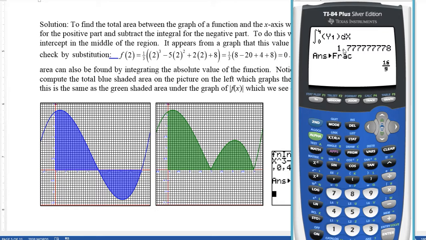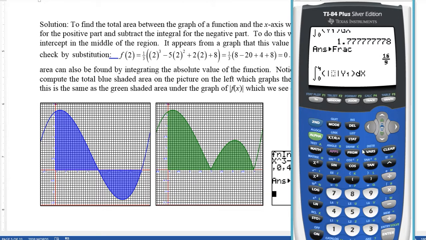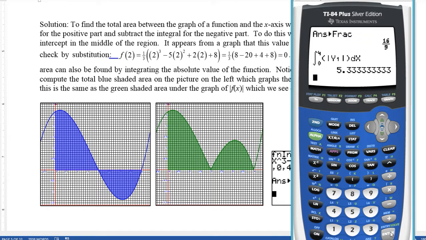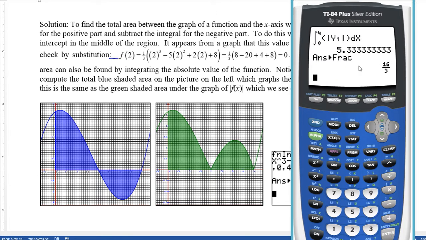Here's the way it would look. Since I've got it in y1, I can just go up here and grab this. I want to put in right here, insert math absolute value. Then I want the y1 to be right there, so I'm going to get rid of this other y1. There we go. And this will give me the exact answer. In fact, when I change it to fraction, that's the exact answer.